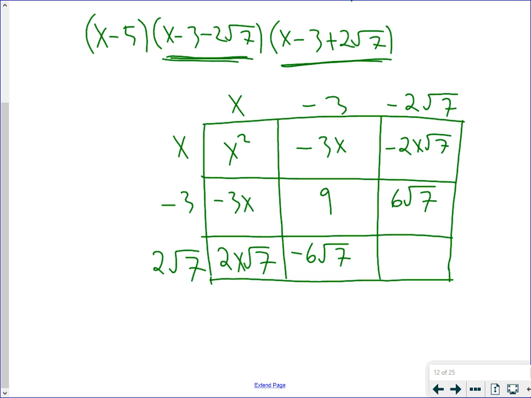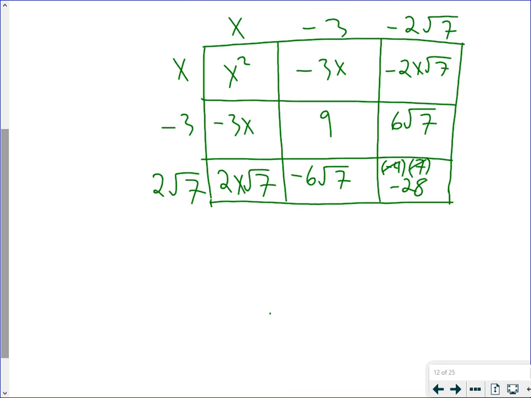What we're going to do is multiply the coefficients in front of the square roots first. So 2 and negative 2, which is negative 4. And then we're going to multiply the square roots together. Root 7 times root 7 is just a positive 7. Negative 4 times 7 is negative 28. So that's what we get in our last box. Okay? So now we're going to add like terms, and we'll get our polynomial from multiplying those two terms together. So x squared comes down.